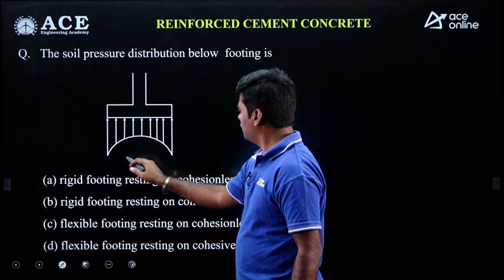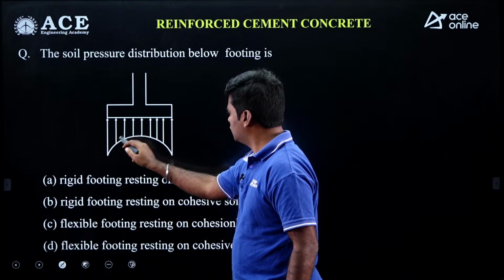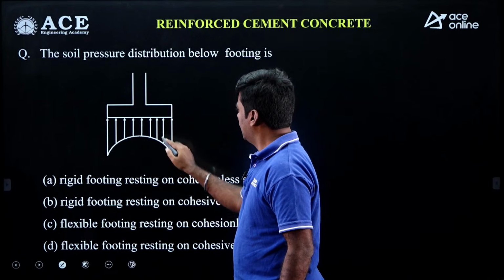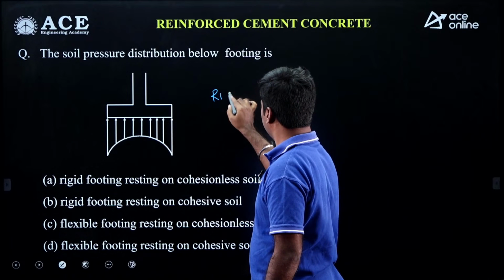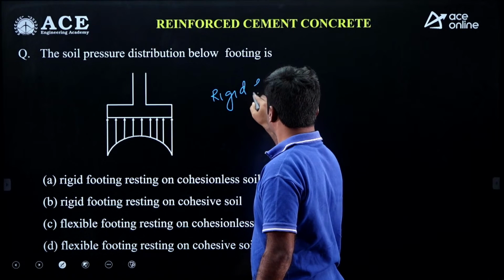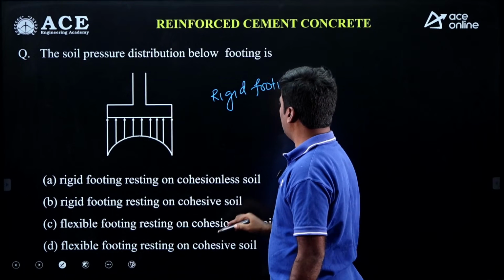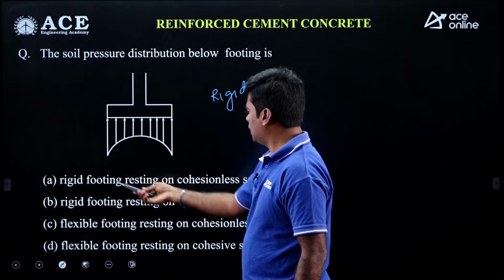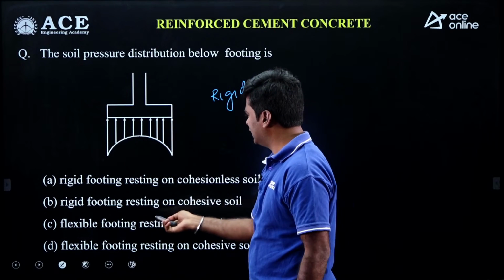Here the soil pressure is given: exactly under the column, the soil pressure is minimum, but towards the edges it increases. My dear, this type of soil pressure is possible for a rigid footing resting on cohesive soil. Here options are given, like rigid footing on cohesionless soil, rigid footing on cohesive soil.